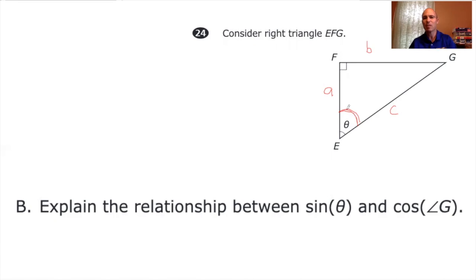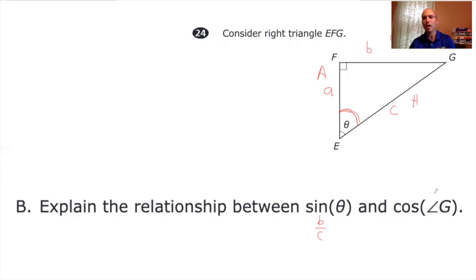So the sine of this angle, in this case, is the opposite over the hypotenuse, and this would be the adjacent. So this is going to be, I guess, B over C.